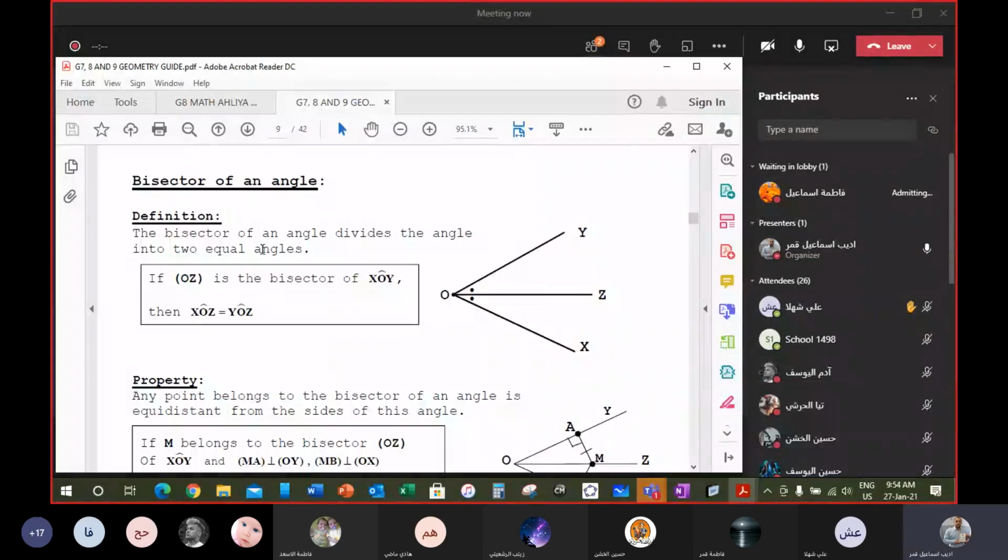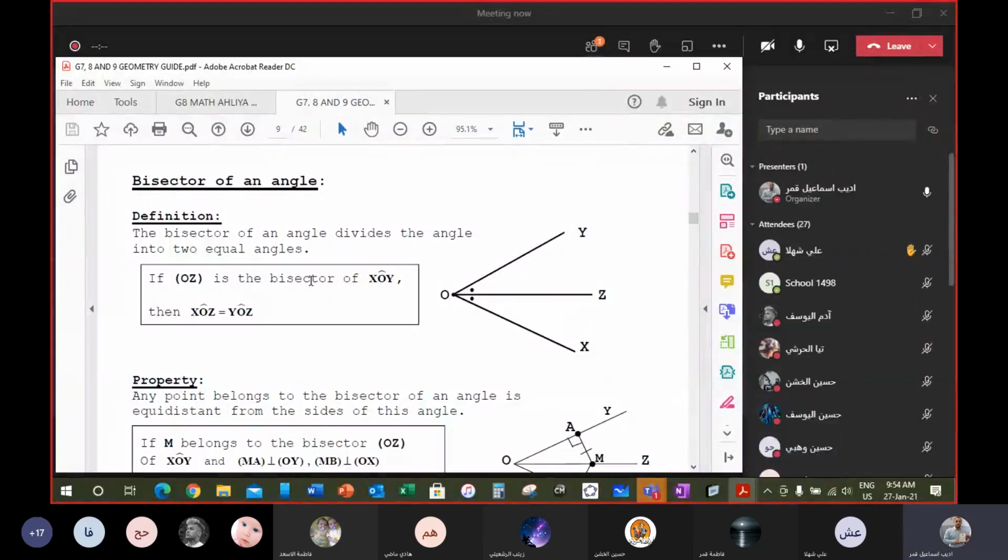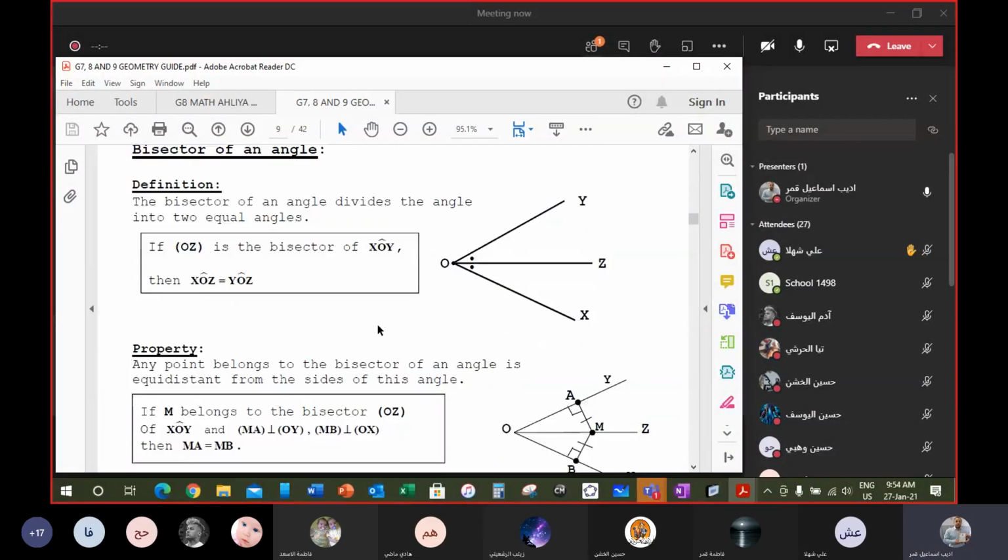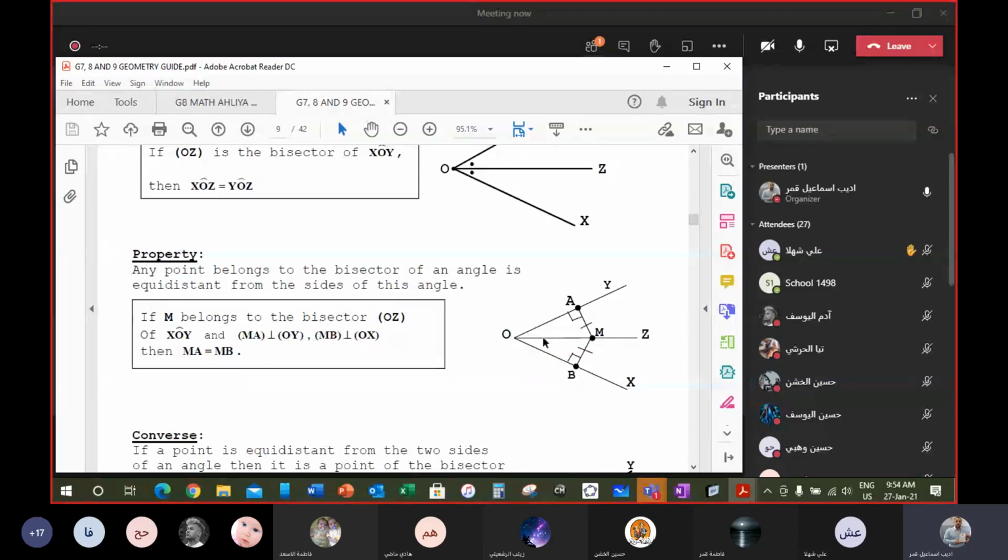The bisector of an angle divides the angle into two equal angles. If OZ is the bisector of XOY, then XOZ equal to YOZ. Any point that belongs to the bisector of an angle is equidistant from the sides of the angle.